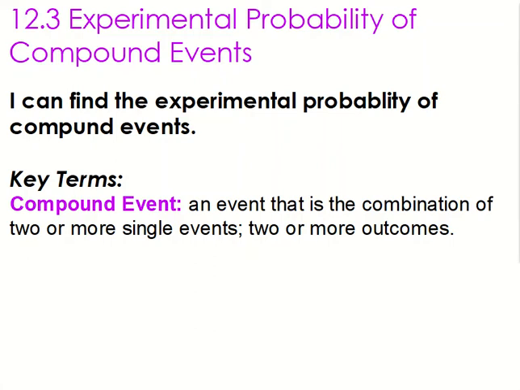All right, more probability, 12.3. We're still doing experimental, so actual trials, real data that we collected. But we're going to do compound events today. So I can find the experimental probability of compound.